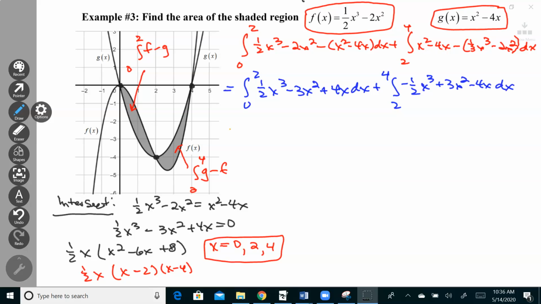So when I take its antiderivative, well, x to the third is going to be x to the fourth. I have to have a 1/8 up front, minus x cubed plus 2x squared evaluated from 0 to 2, plus, now I'm going to get exactly the opposite of what I had here, negative 1/8 x to the fourth plus x cubed minus 2x squared, but now my limits are 2 to 4.